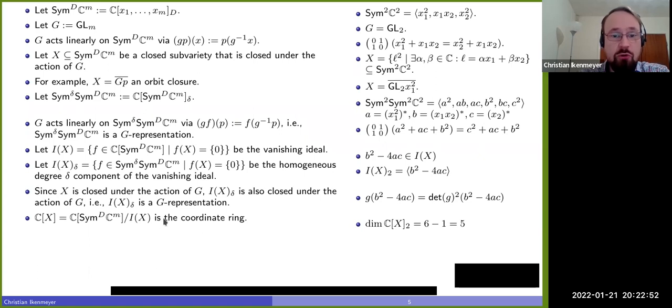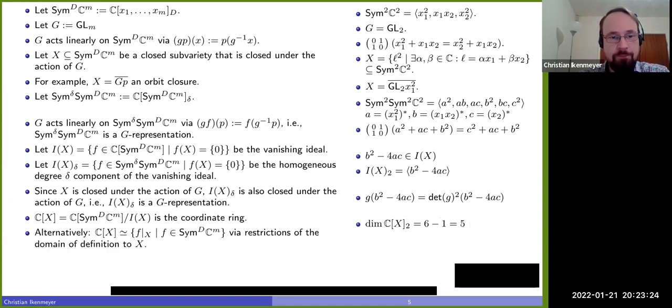And you can define the coordinate ring now. The coordinate ring is: you take all functions and you divide out by the vanishing ideal. So this is a quotient vector space. And here in this case, for example, this vector space would have a dimension of 6 minus 1, because the original vector space had a dimension of 6. Here, this is the 6. Minus 1 is 5, minus 1 because the vanishing ideal in this degree had dimension 1.